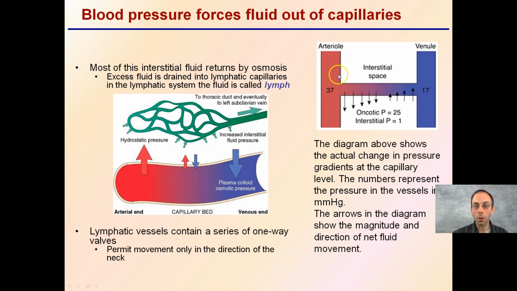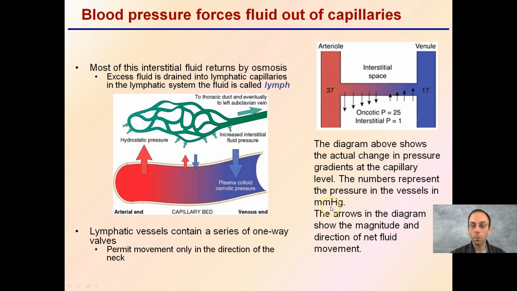Now here are our arteries and our veins and our interstitial space. We can see things moving out, things moving in. This shows the actual change in pressure gradient at the capillary level. The numbers represent the pressure in millimeters of mercury, mm Hg, so that's the unit for these numbers. And the arrows in the diagram show the magnitude and the direction of the net movement. You can take a look at that and clearly see our arteriole pressure is 37 mm of mercury, and the venule here is 17 millimeters of mercury.